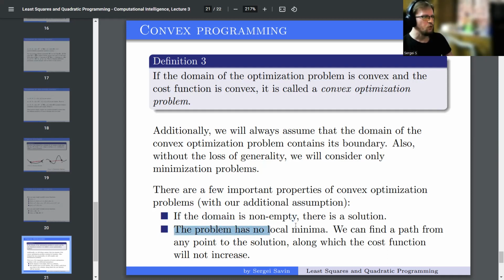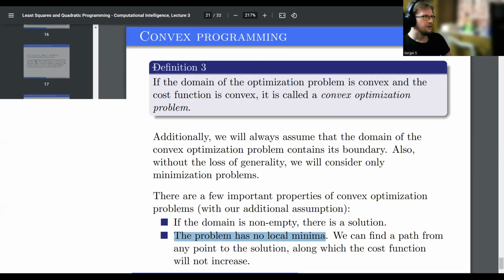More importantly, the problem doesn't have local minima. So we can always find a path from any initial point to the solution, along which the cost function does not increase. Okay. So when you think about optimization in general, often enough what you are thinking about is something like a plane, I don't know, on which you have this huge plane.